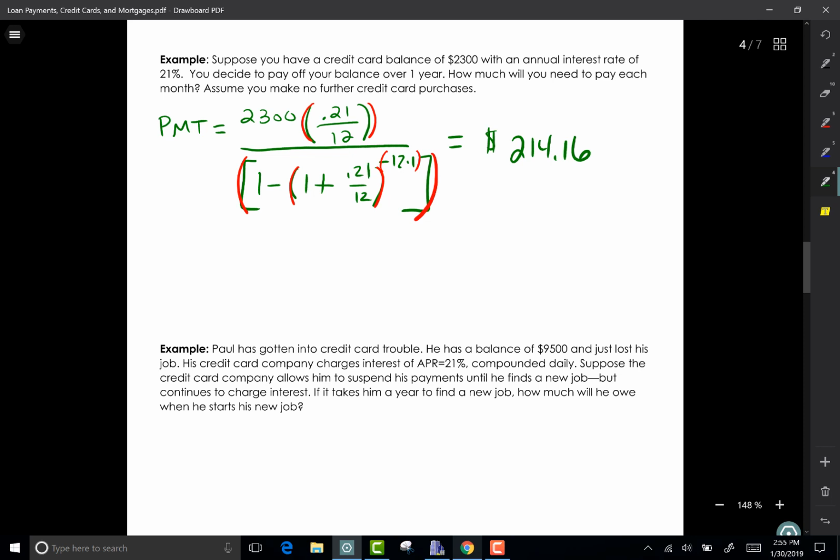Okay, and then let's see, if we put that in, we should get monthly payments of $214.16 is what we should pay each month in order to pay off that balance with an interest of 21% each year.